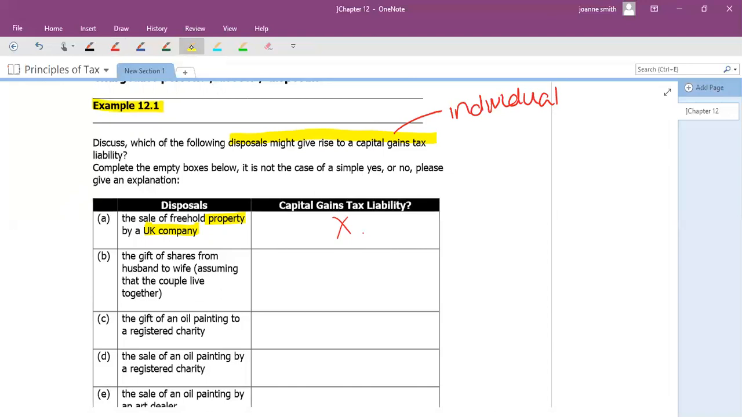In the second scenario, the gift of shares between husband and wife, that's the key thing. Any transfers between husband and wife are exempt. They will just transfer on paper between each other. We're not going to be charging capital gains tax to husband and wife. Assuming, of course, they live together and they're not going through a divorce, that would be a completely different situation.